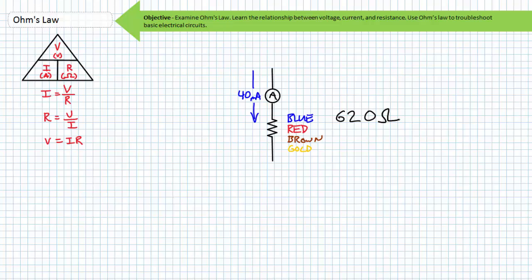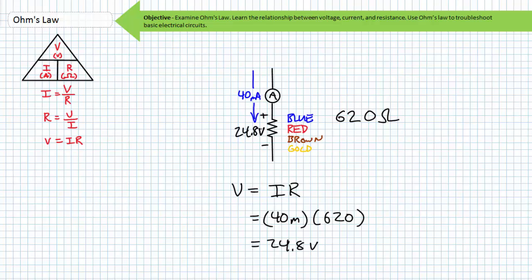We're asked to find the voltage drop across this resistor, where conventional current enters the positive and leaves the negative. Ohm's law states that the voltage drop across a resistor is the current through it times its resistance. 40 milliamperes times 620 ohms yields 24.8 volts.